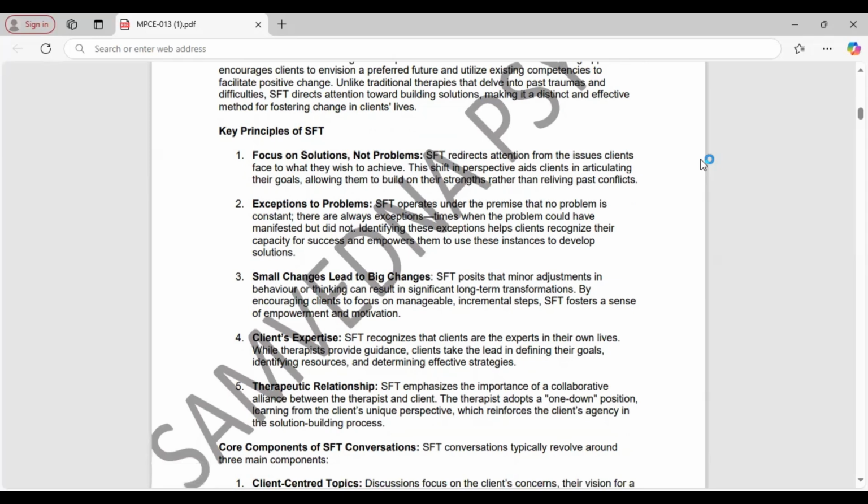Small changes lead to big changes. SFT believes that minor adjustments can lead to significant long term transformations, fostering empowerment through manageable steps. Clients' expertise. Clients are viewed as the experts in their own lives, leading the process of goal setting and strategy development with the therapist's guidance. Therapeutic relationship. The therapist and the client form a collaborative relationship, with the therapist learning from the client's perspective, reinforcing the client's role in the solution building process.